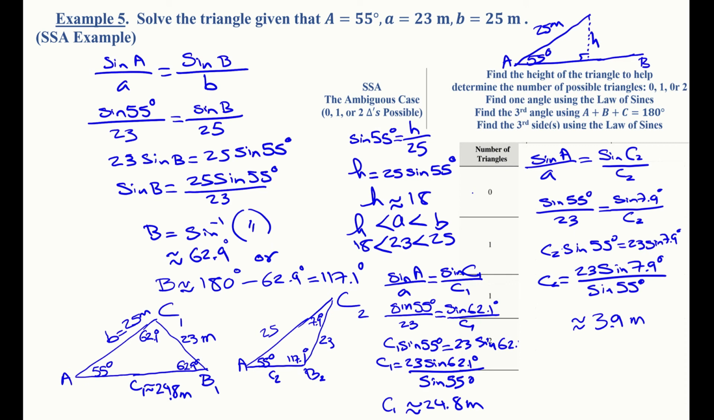So that's why these SSA types are called ambiguous, because you get different possibilities. All right, so the first one that we looked at was the case where two possible triangles exist. And again, if you calculate H, you'll know that from the get-go. That's why I strongly urge you to calculate H first. That way you'll know where you're headed. Let's look at another one.